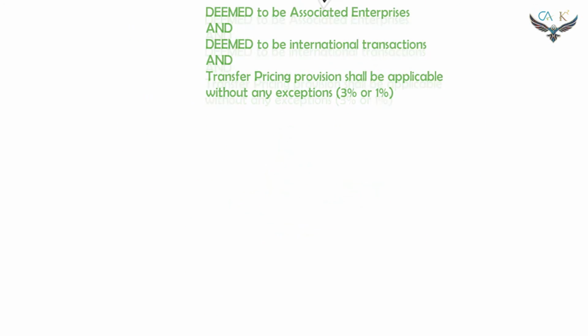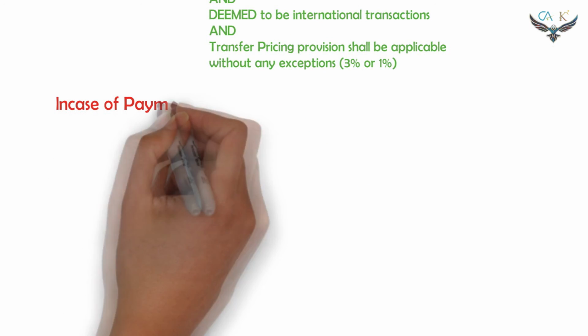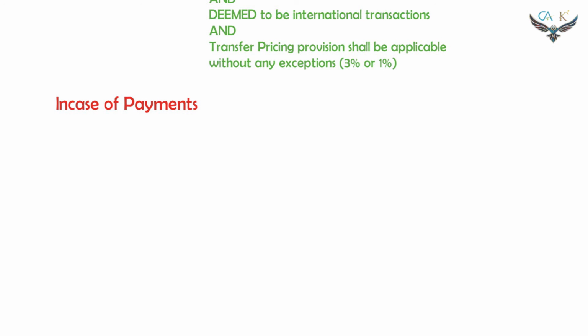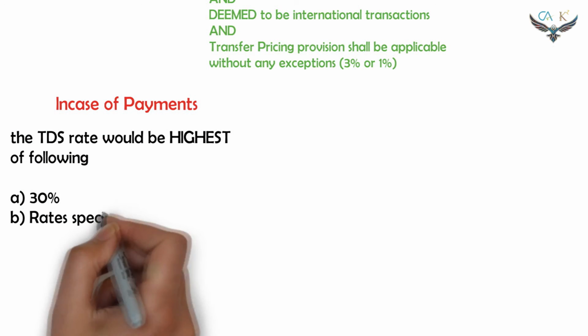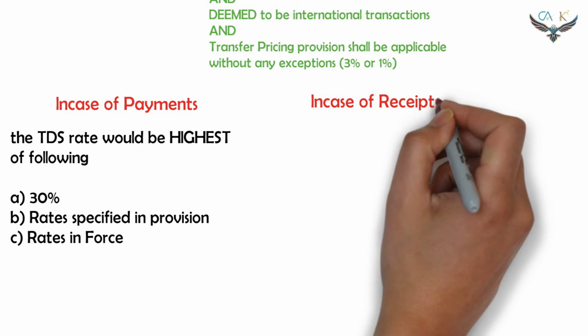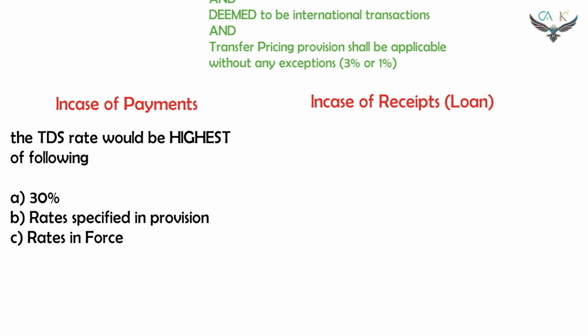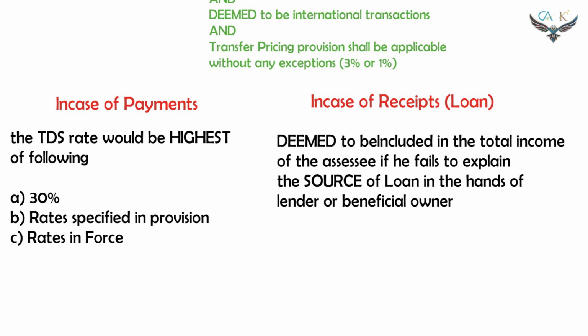Okay, now let's see the specific points in relation to payments and receipts. In case of any payment to a person located in an NJA country, the minimum TDS rate would be the highest of 30%, the rate specified in the provisions, and the rates in force. In case of receipt of any loan from a person located in the NJA country, such loan would be deemed to be included in the income of the assessee if the assessee fails to explain the source of the loan in the hands of the lender or its beneficial owner.